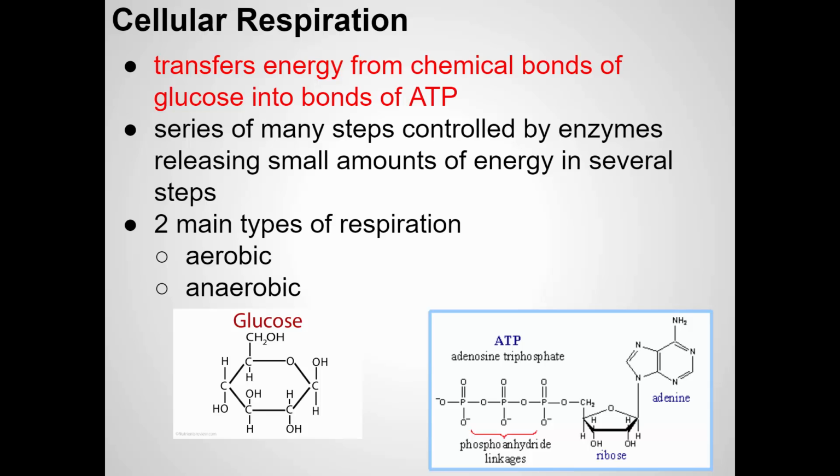And that's what's happening. The glucose molecule contains energy. That energy is being transformed into energy in ATP, which can be used to do work in the cell. Respiration works through a series of reactions, step by step, each controlled by an enzyme, and along the way small amounts of energy are released. There are 2 big categories of respiration: aerobic respiration and anaerobic respiration.